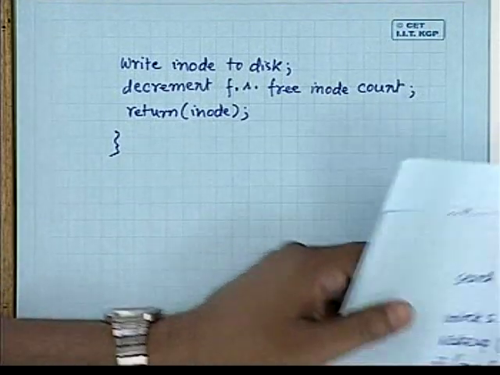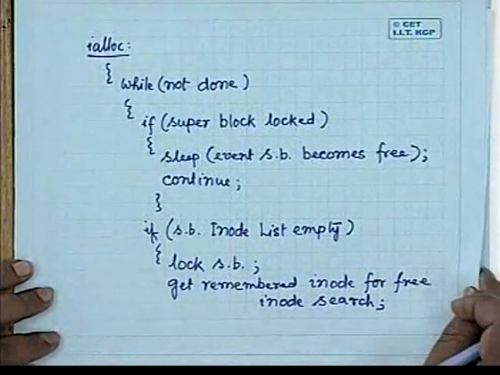So this will be the entire algorithm for allocation of an unallocated inode to a newly created file or a newly created directory.